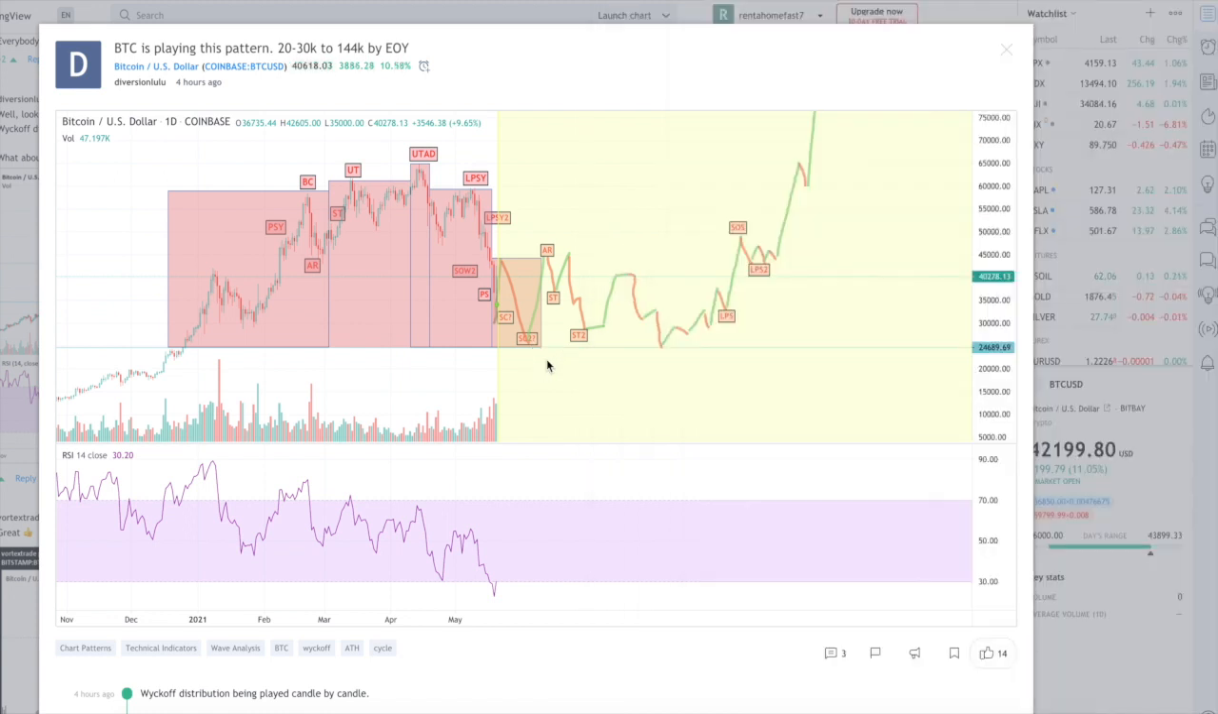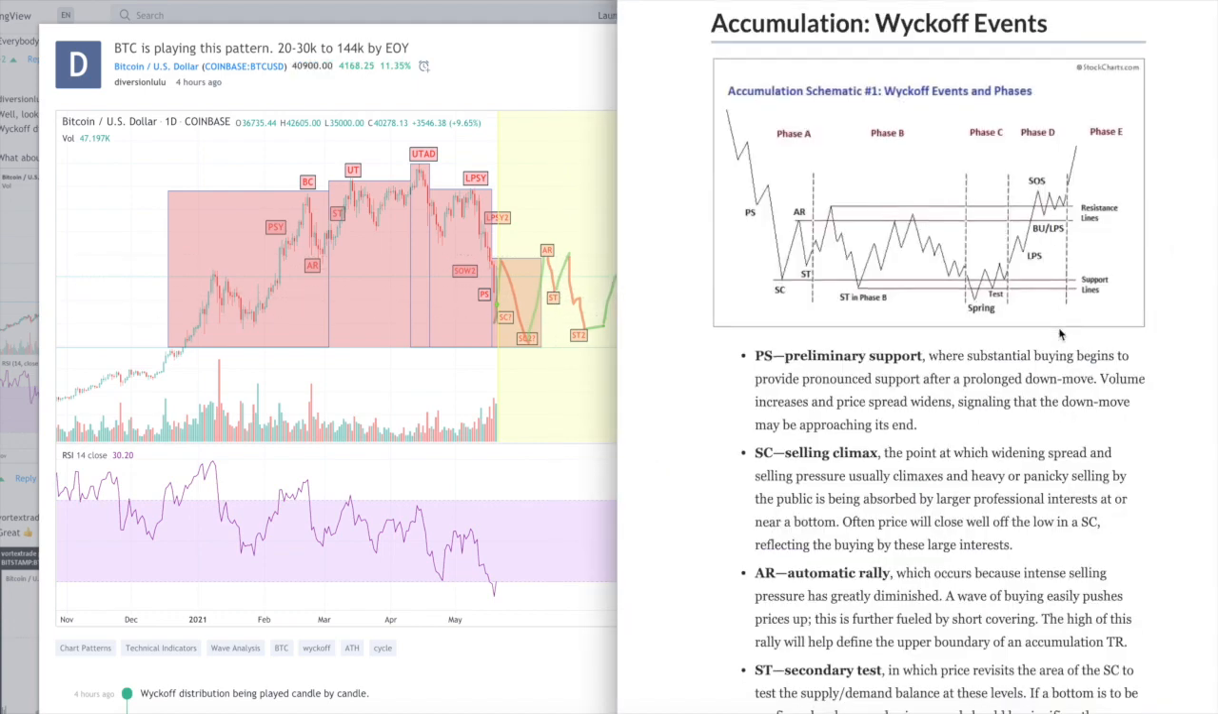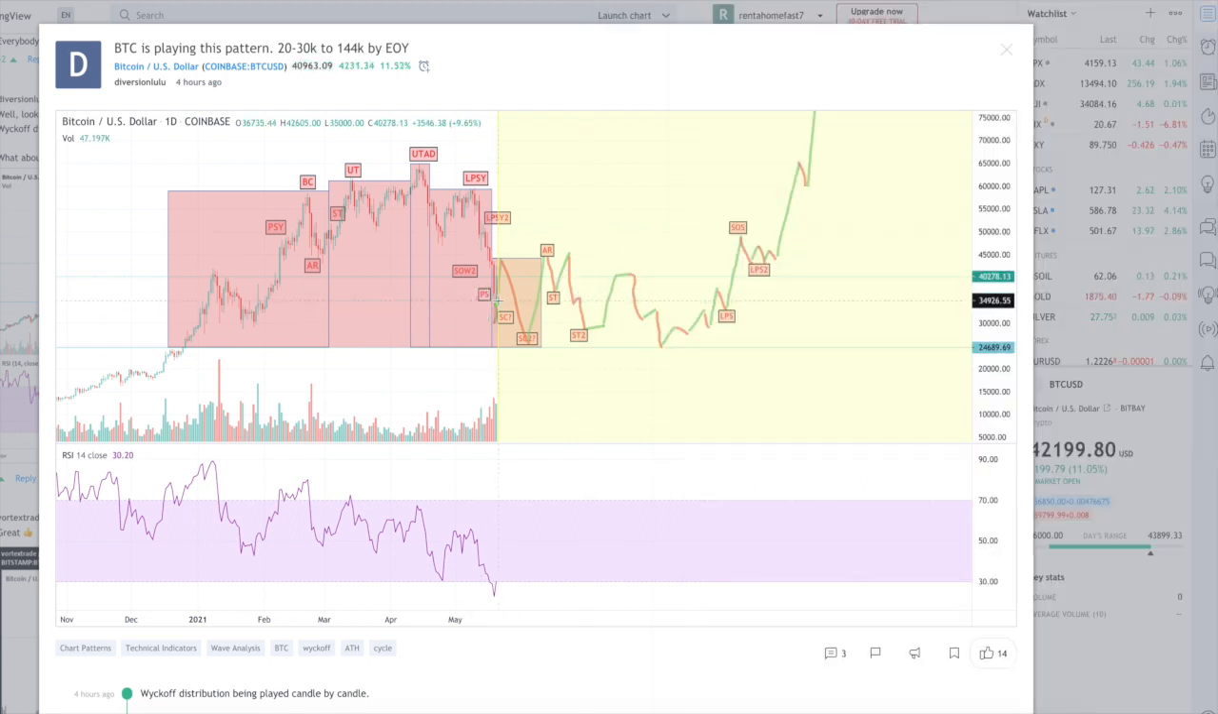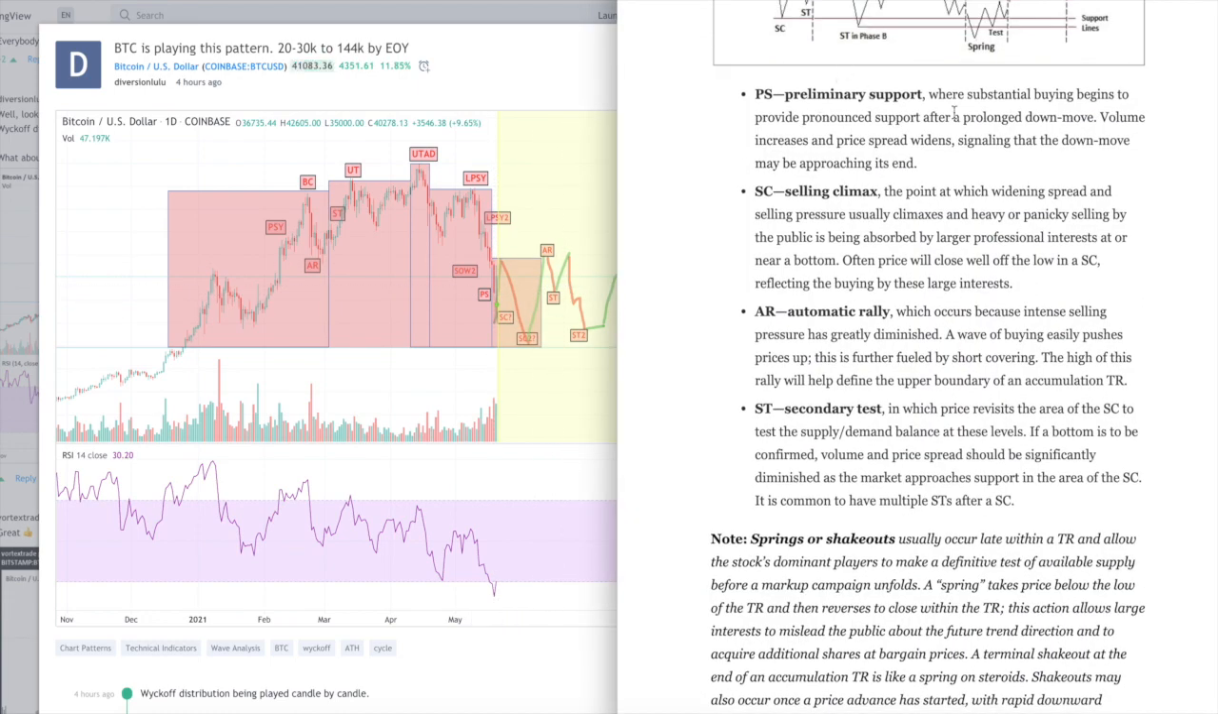Actually, let's go ahead and show you guys the next numbers you want to see. So we should, I don't know, we'll see what happens. Dip down, we'll just call it 20 to 25,000. Pop back up to about 46 to 44,000. Get a nice retest. And this, the ST, what does ST mean, guys? The secondary test. This is where we're going to test back around our preliminary support. So the PS is the preliminary support.